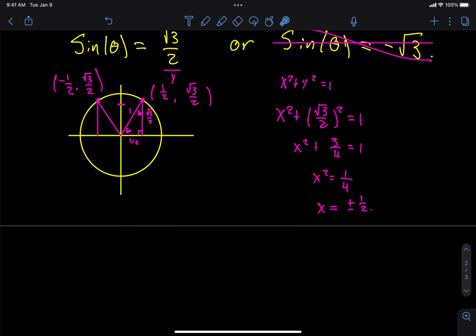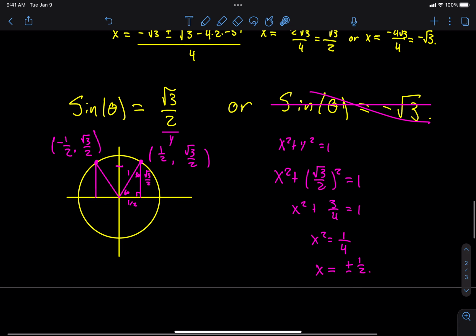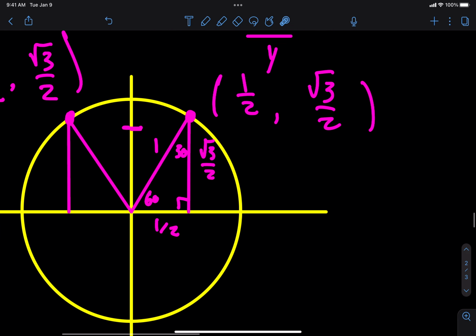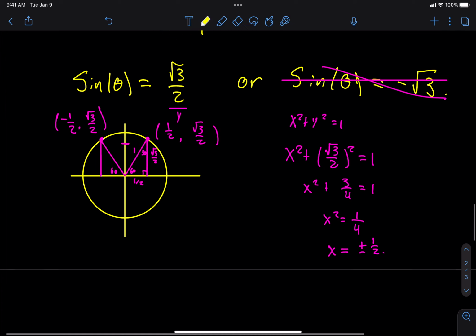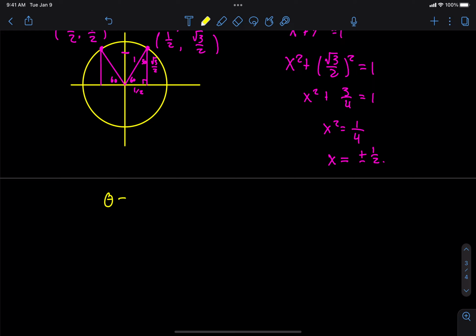Okay, so now I have figured out the angles, right? Well, that's a 60-degree angle. We also know that this is a 60-degree angle. So what I'm supposed to do is describe the angles theta such that you get a point on the unit circle whose height is root 3 over 2. I've done so. The first angle is 60 degrees or pi over 3. So theta could be pi over 3. That represents this angle. What else could theta be?